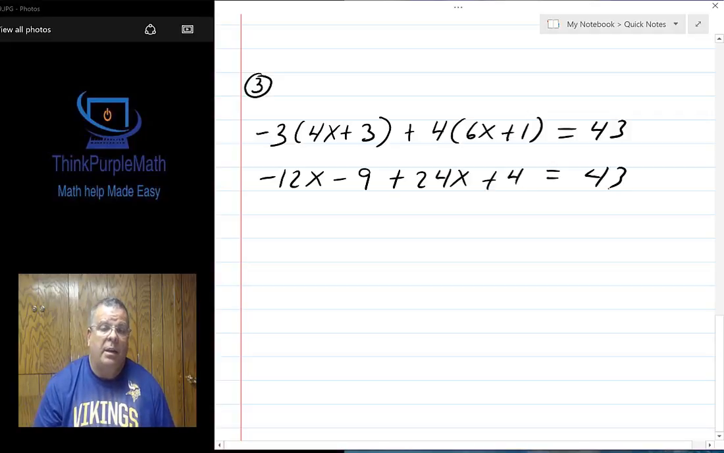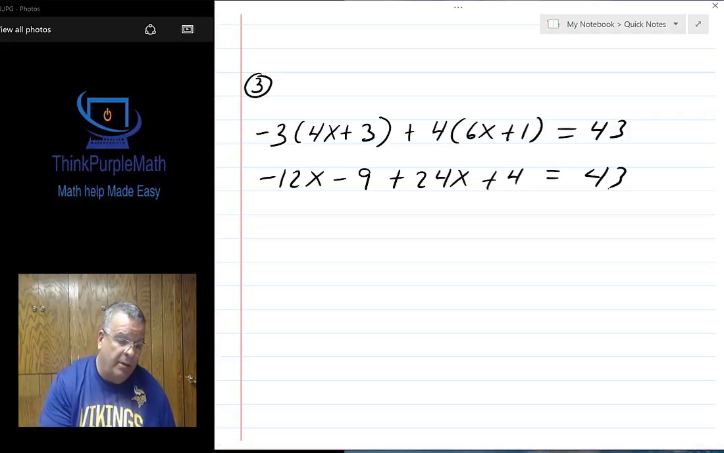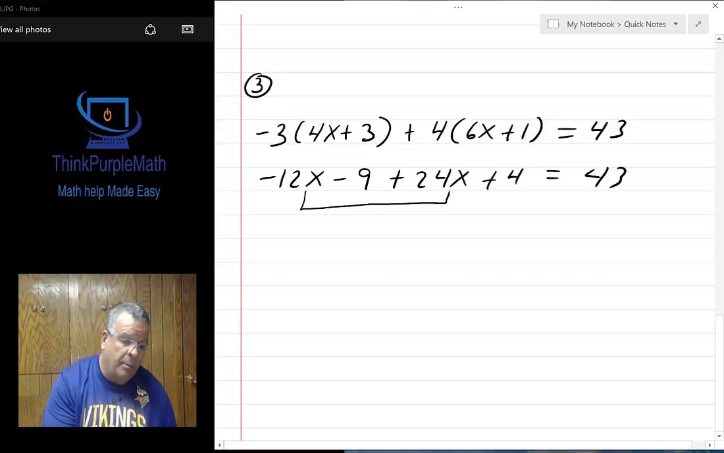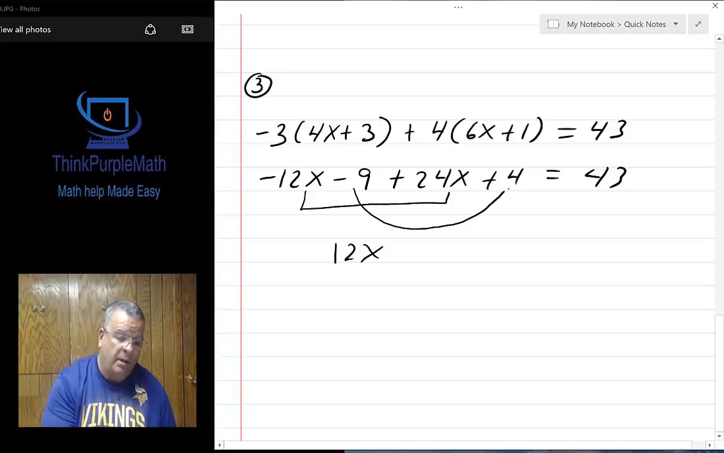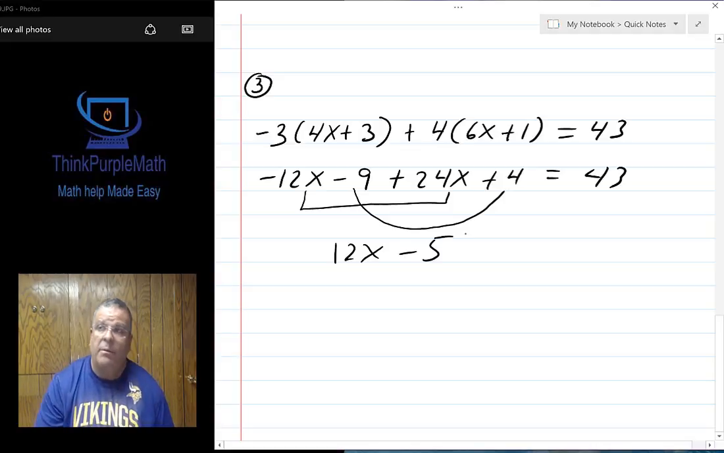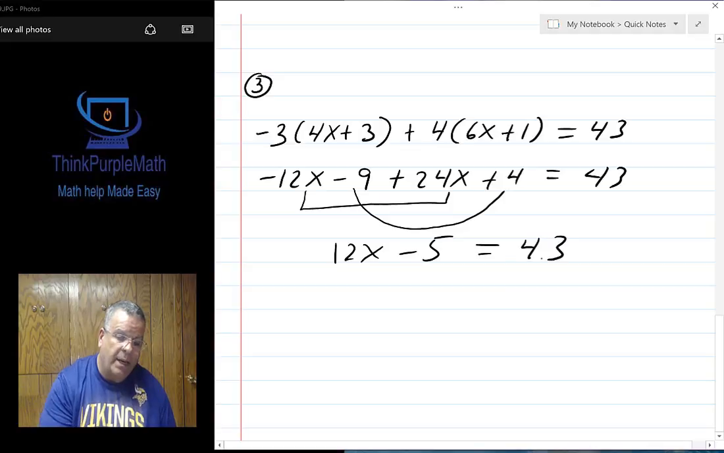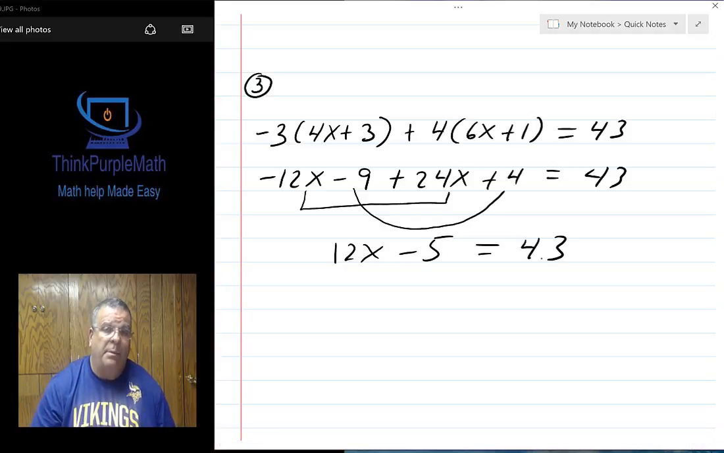Okay, the next step would be always check and see if we can combine like terms. The x's can combine. We'll get 12x. -9 can combine with positive 4, and the result is -5. The right-hand side stays the same, but we carry it on down step by step. As you go through each step, the problems get smaller and smaller and less challenging. We lower the difficulty at each step that we subsequently perform.